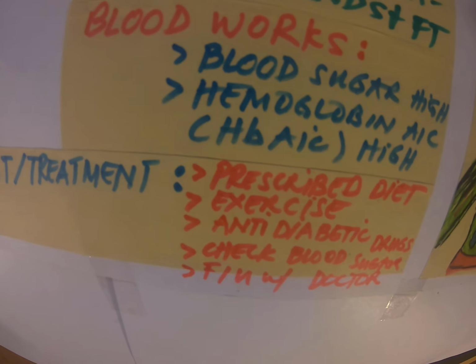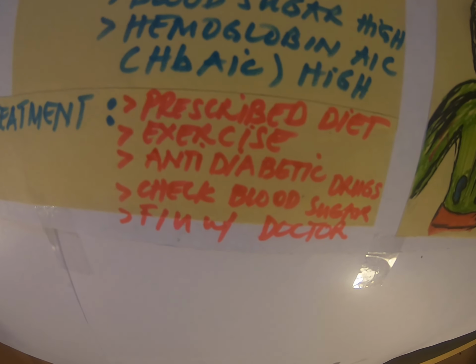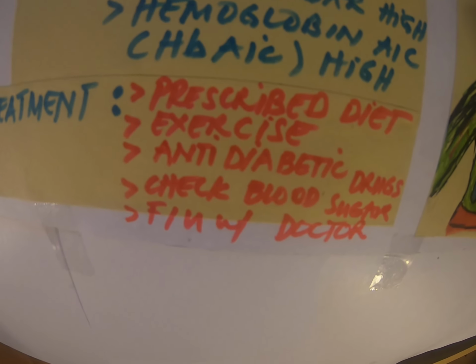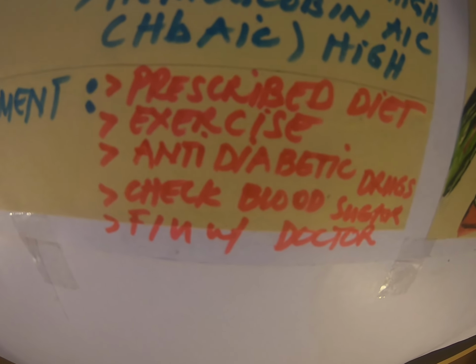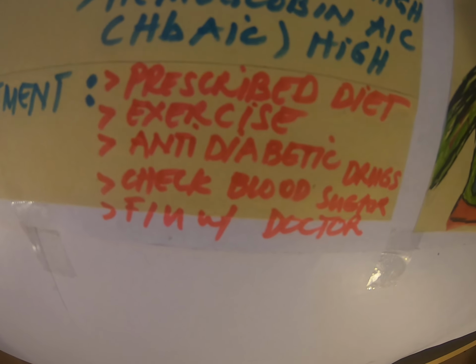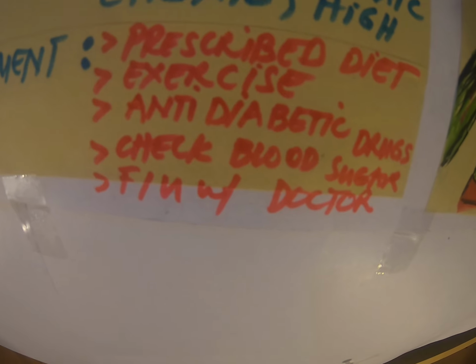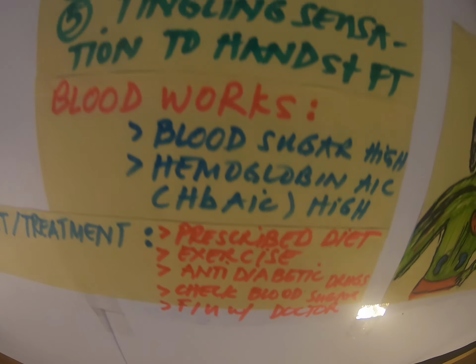So what is the management or treatment for this patient? The doctor placed him on a diabetic diet and exercise. Diet and exercise will improve the cell sensitivity to insulin and also help lose weight if they're obese. The medication for this will be pills for diabetes, and they were asked to check their blood sugar, so they have to have a glucometer and follow up with the doctor.